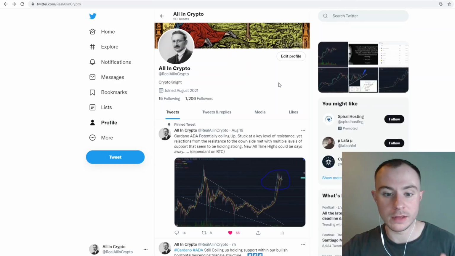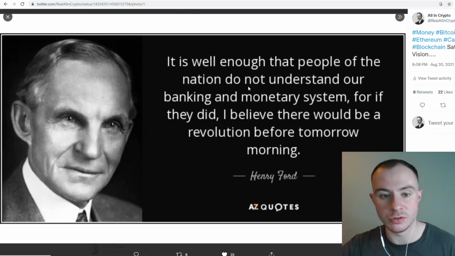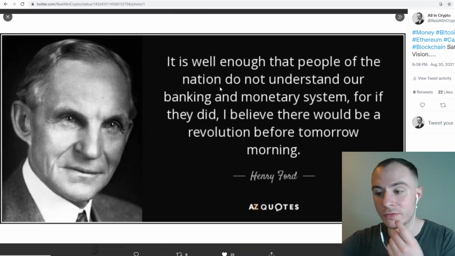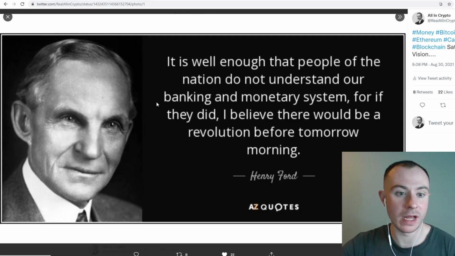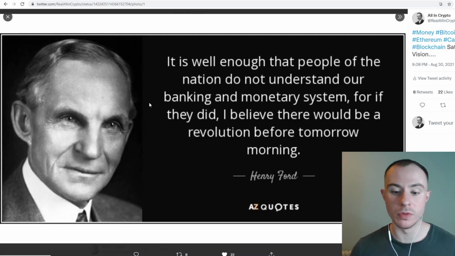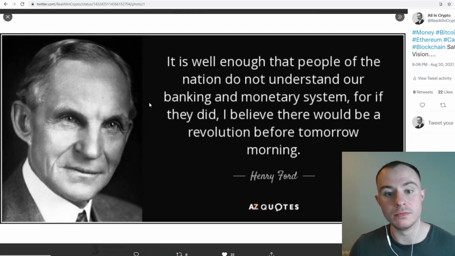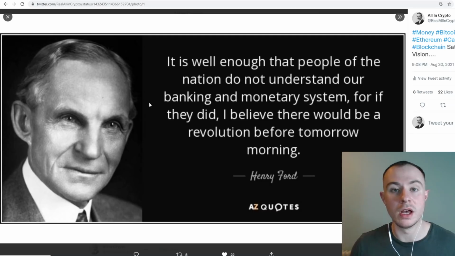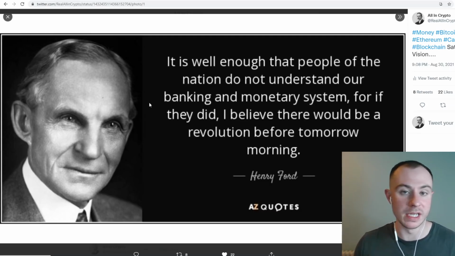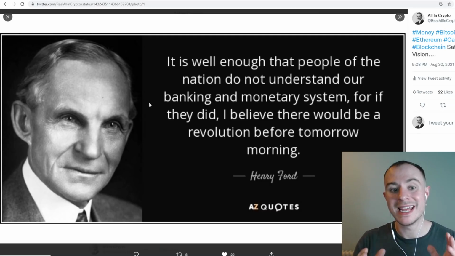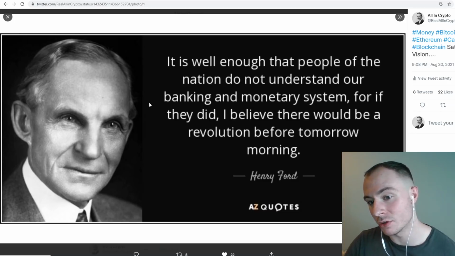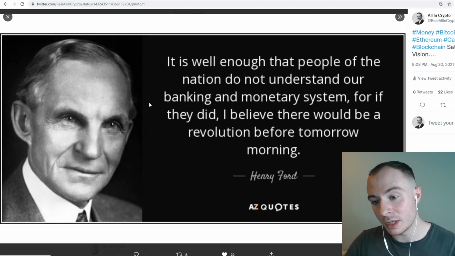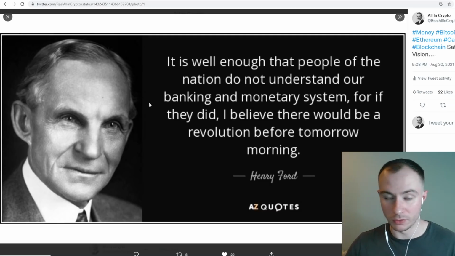Before I start, guys, if you can just bear with me a moment, I really want to read you this quote. And this is a quote from Henry Ford, one of the richest men of his era, an American fellow. And we all know Ford Motors. This was somebody who would have been in the know and with the people that were essentially in charge of monetary policy and business and stuff like that. And this is a quote: "It is well enough that the people of the nation do not understand our banking and monetary systems. For if they did, I believe there would be a revolution before the morning."